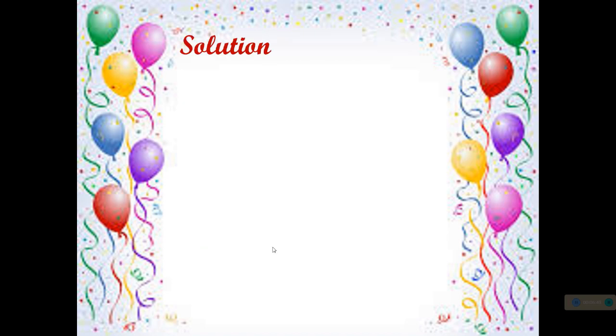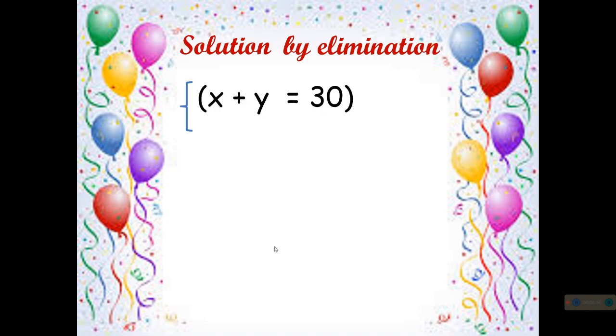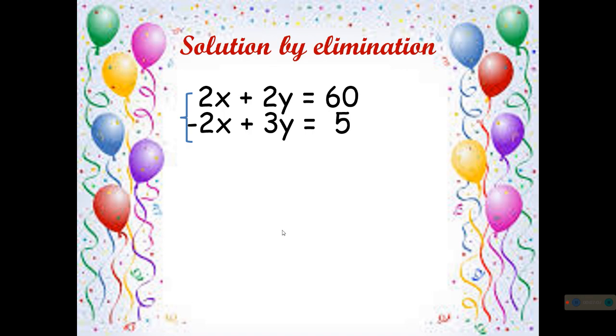And then we are going to solve. It is helpful if you use the elimination method, and I think you're familiar with it. We are going to multiply equation 1 by 2 so that we have our new equation 3, which is 2x plus 2y equals 60. Then just copy the second equation, negative 2x plus 3y equals 5.